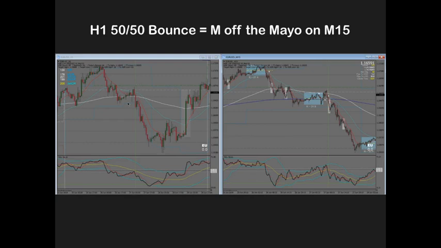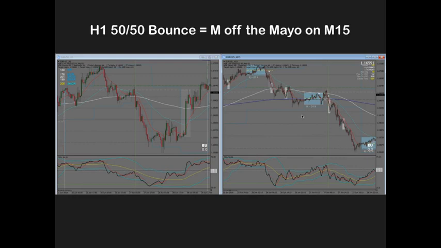Now let's zoom in on this section here, and you can see that our 1350 cross coincides with this 5200 cross on the M15. So this is your M off the Mayo right here, and you take the entry here all the way down.